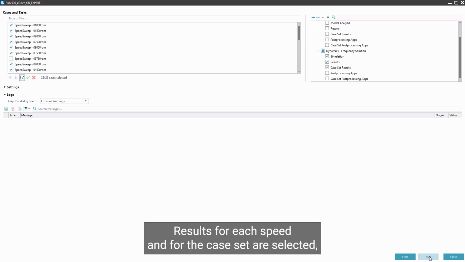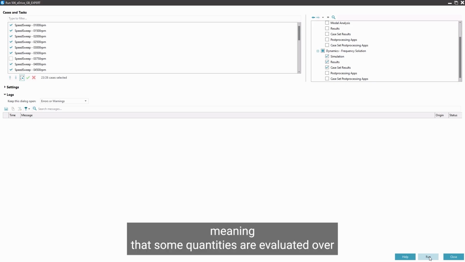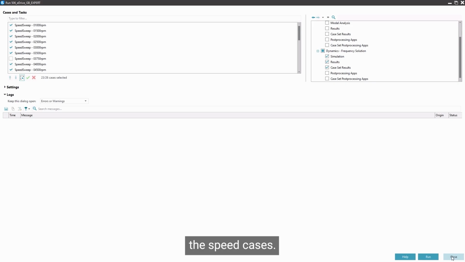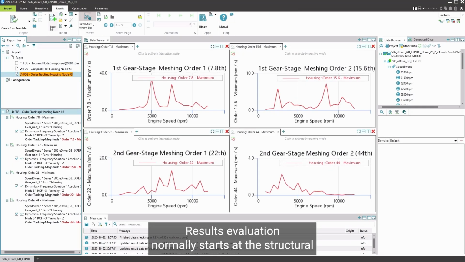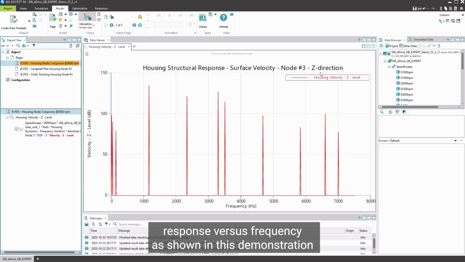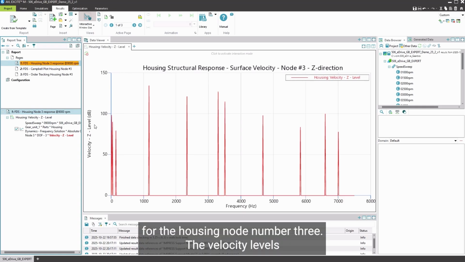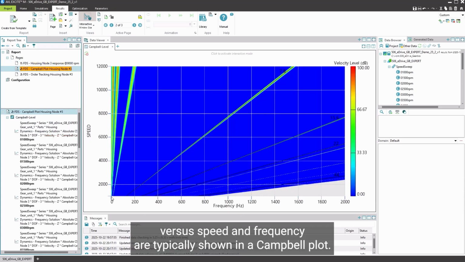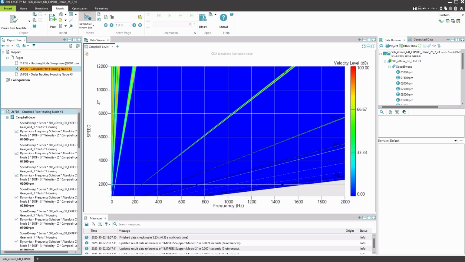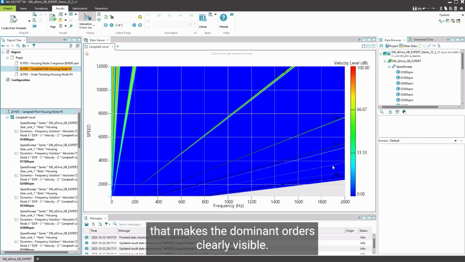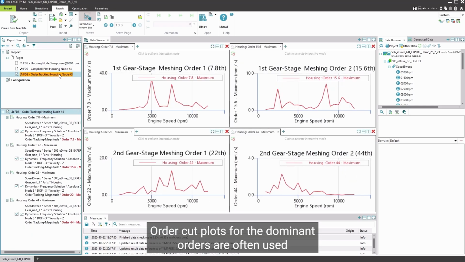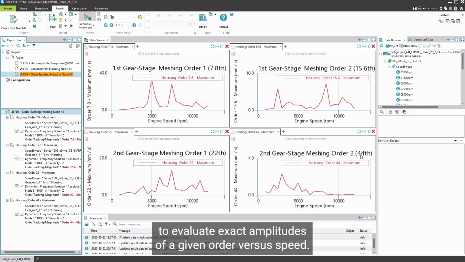Results for each speed and for the case set are selected, meaning that some quantities are evaluated over the speed cases. Results evaluation normally starts at the structural response versus frequency, as shown in this demonstration for the housing node number 3. The velocity levels versus speed and frequency are typically shown in a Campbell plot. Velocity level is represented with colour that makes the dominant orders clearly visible. Order cut plots for the dominant orders are often used to evaluate exact amplitudes of a given order versus speed.